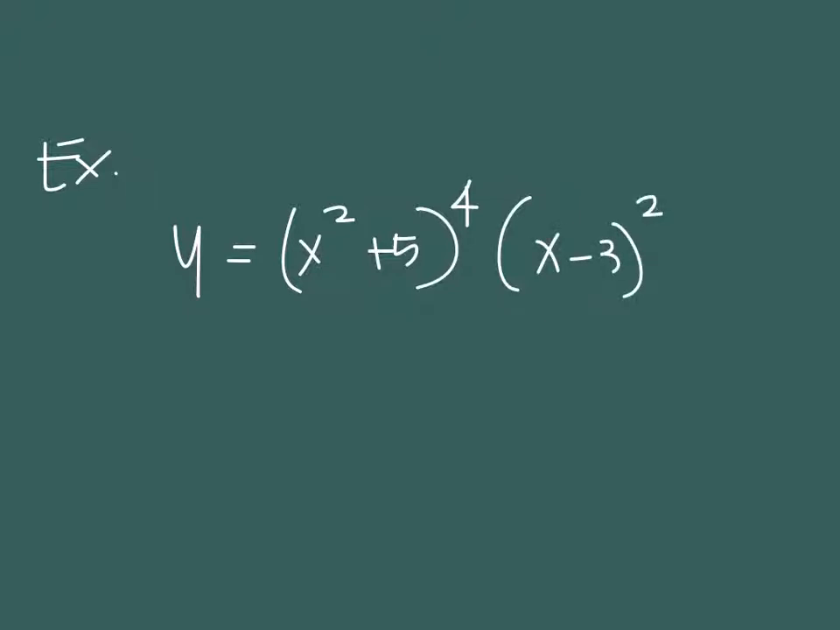y is equal to (x squared plus 5) raised to 4, times (x minus 3) raised to 2, divided by (x plus 1) raised to 5. Okay?